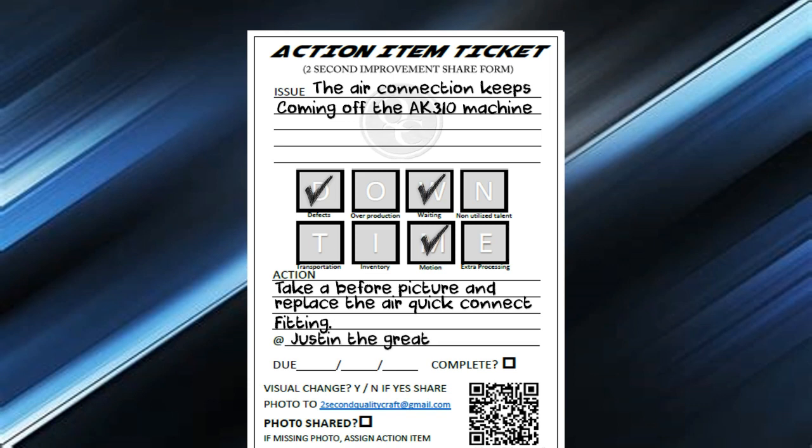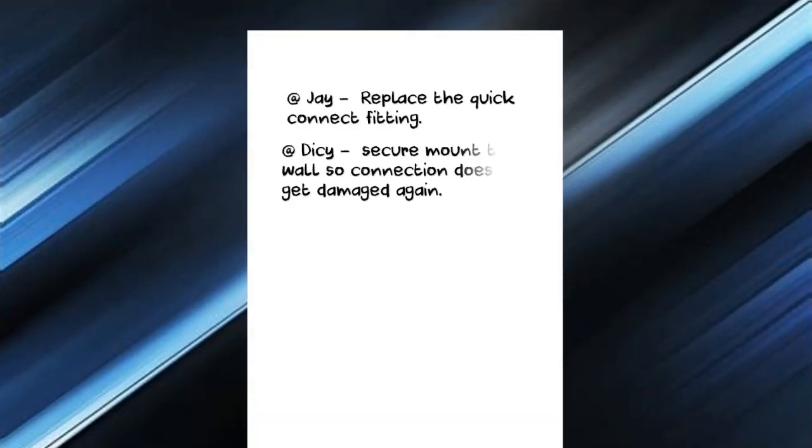Sometimes more than one action is needed to solve an issue. In this case, you may need to assign a separate action item to more than one individual as part of the solution. Simply write "See Back" in the action category and write the separate action items and who they are assigned to on the back.